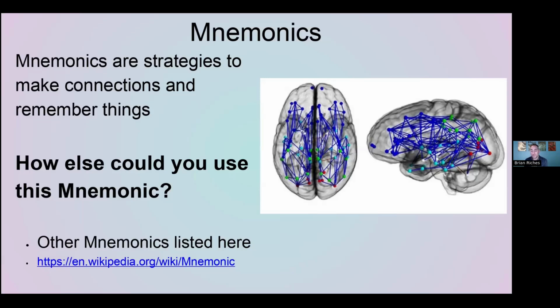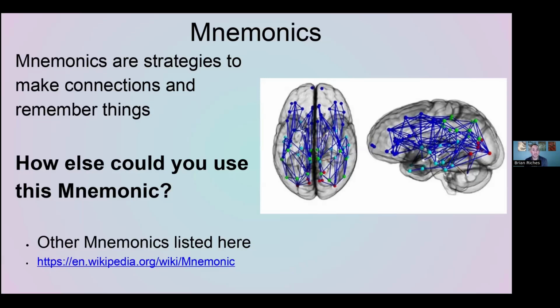If you want to learn some other mnemonics, this Wikipedia article on mnemonics has a list of a bunch of categories of mnemonics and a couple links to go through to find more information about a variety of mnemonics. And so I recommend you try things. Not everyone is going to have the method of loci work for them, right? It's good for a lot of people, but not for everybody.